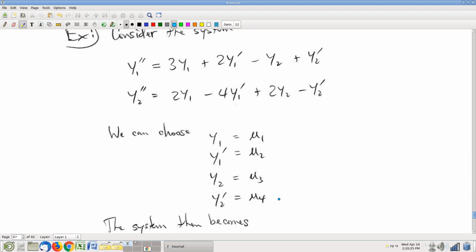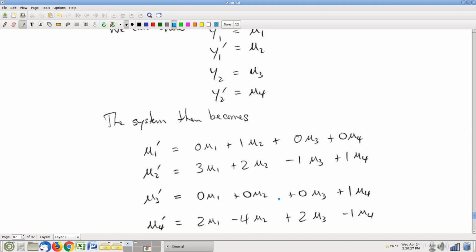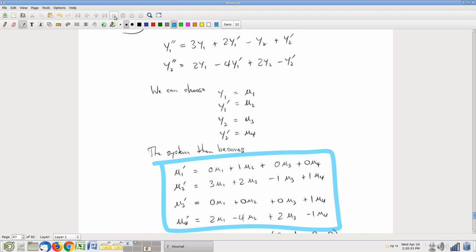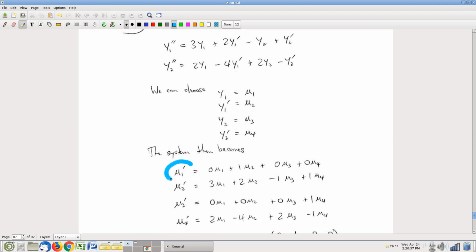And then write down the derivatives of those things. You get this. Let's walk through and see how we did that. What is u1 prime? Look at those two equations. u1 prime is clearly u2.